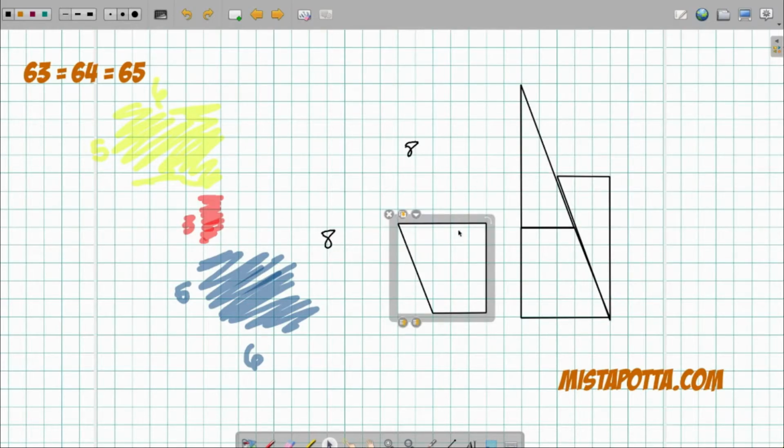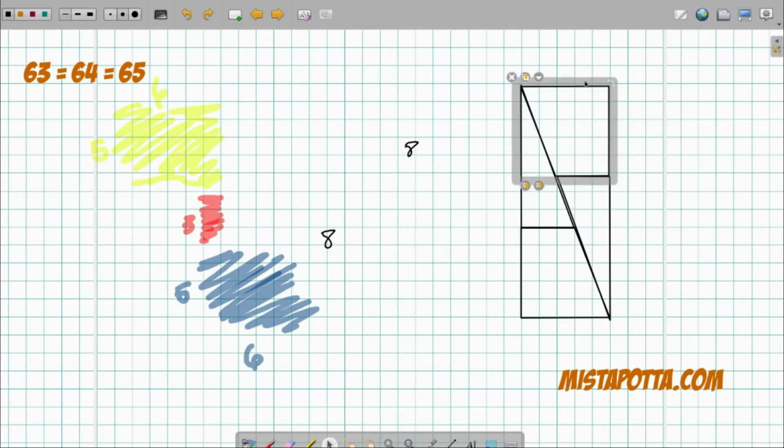And take this shape and put it right here, straightening these up a little bit. But now what I've got is a rectangle that's 5 units wide and 13 units tall, and 5 times 13 is 65. So by using these same 4 shapes, I've shown that 63, 64, and 65 are all the same because they can all be made from the same shapes.